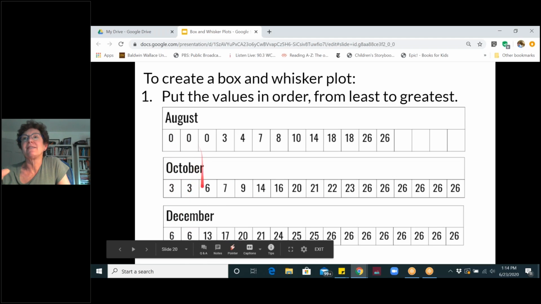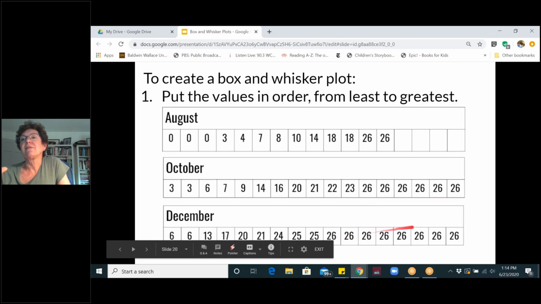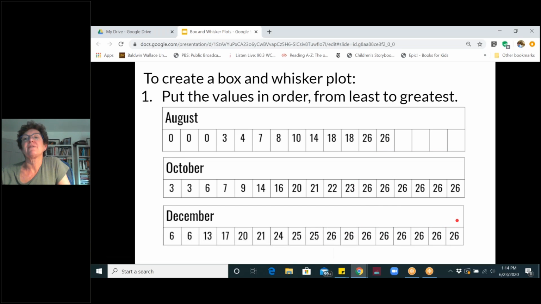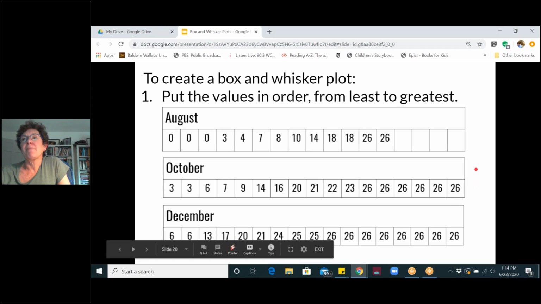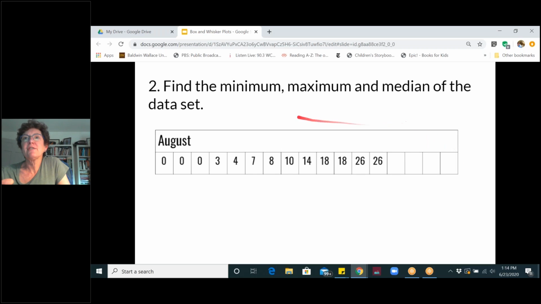So already we can see some differences between these. We see 2 26s, lots of 26s, even more 25s and 26s. So that's really cool. But how do we make a box and whisker plot from this? What can we say about this data? The first thing you do is find the minimum, the maximum, and the median of the data set.